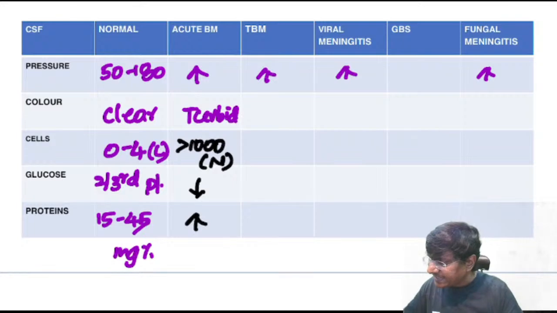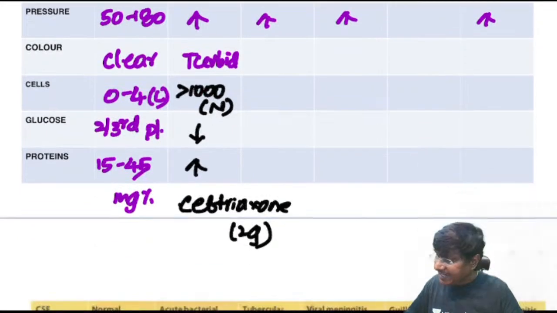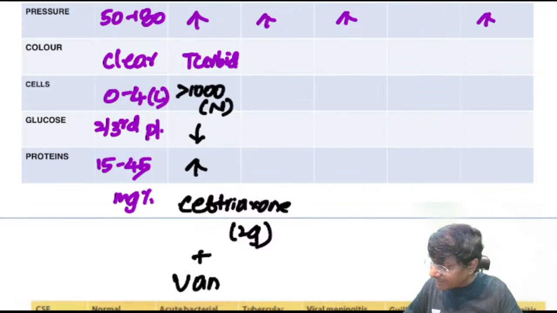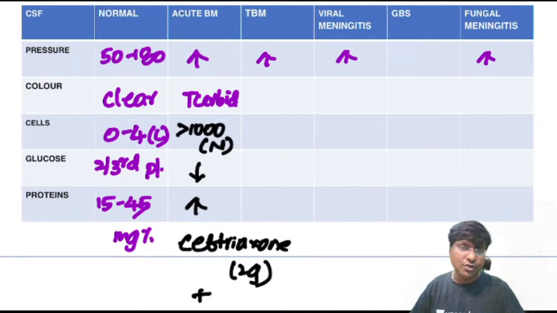Now, what is the empirical treatment in acute bacterial meningitis? The empirical treatment that you will be giving is ceftriaxone, and that too you have to give 2 grams of ceftriaxone. And to this, you can also add vancomycin. So that is about your acute bacterial meningitis.